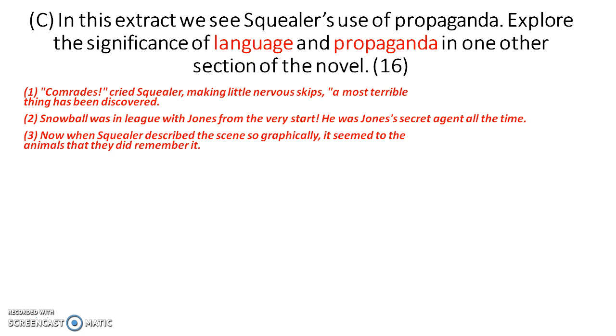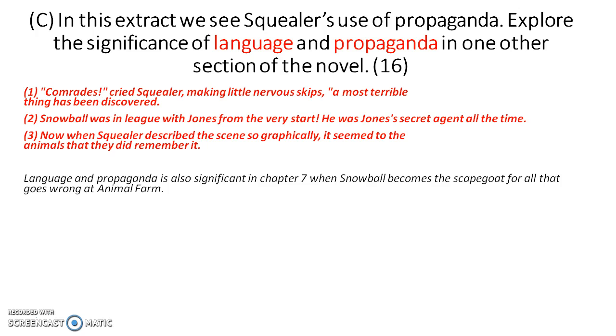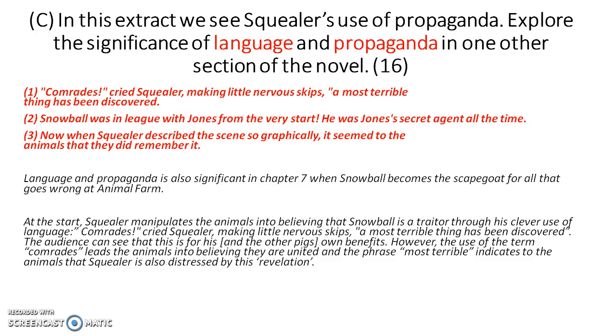Now, moving on, I start my answer like this. "Language and propaganda is also significant in chapter 7 when Snowball becomes the scapegoat for all that goes wrong at Animal Farm." That's all I need to say to contextualise where I've taken my extract from. So, at the start, Squealer manipulates the animals into believing that Snowball is a traitor through his clever use of language. "Comrades," cried Squealer, making little nervous skips. "The most terrible thing has been discovered."